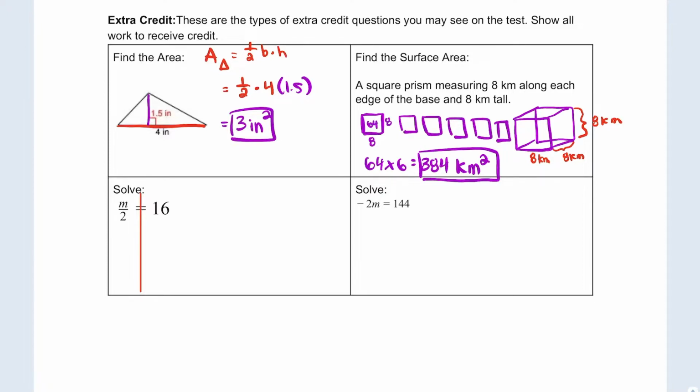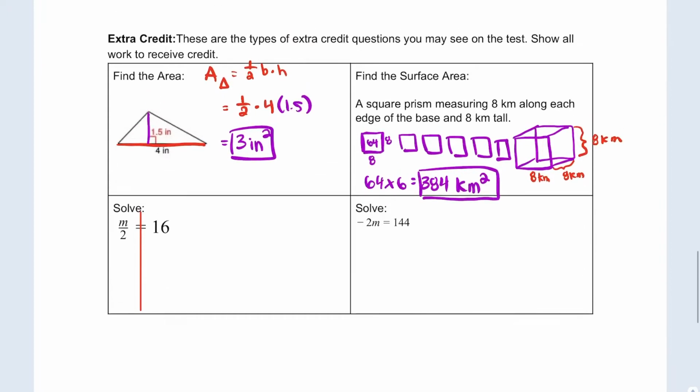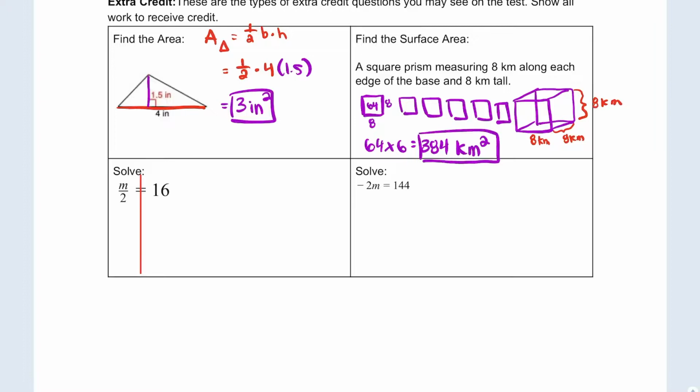That way I can see what I'm doing to one side, and then I'm like, oh, okay, I did it to this side. Now I have to do it to the other side of my line. So it's just a visual marker to help you out. I read this equation as m divided by 2 equals 16.